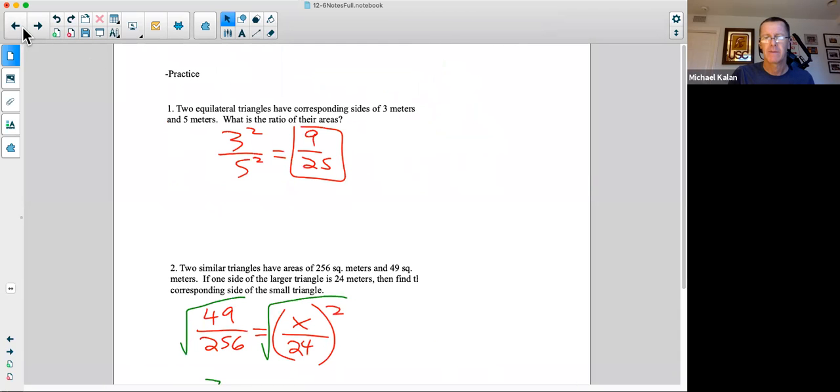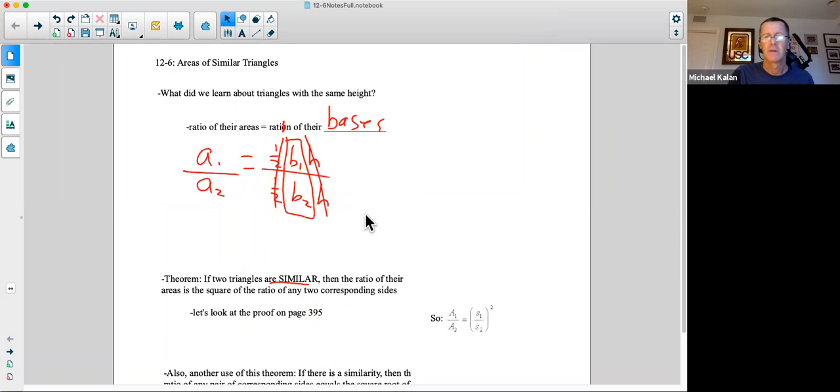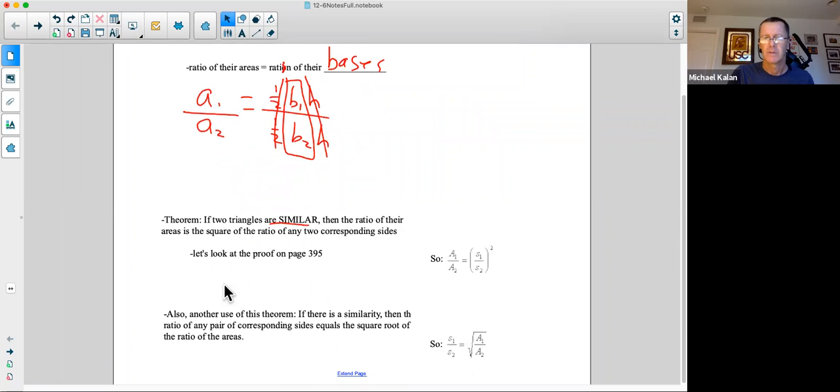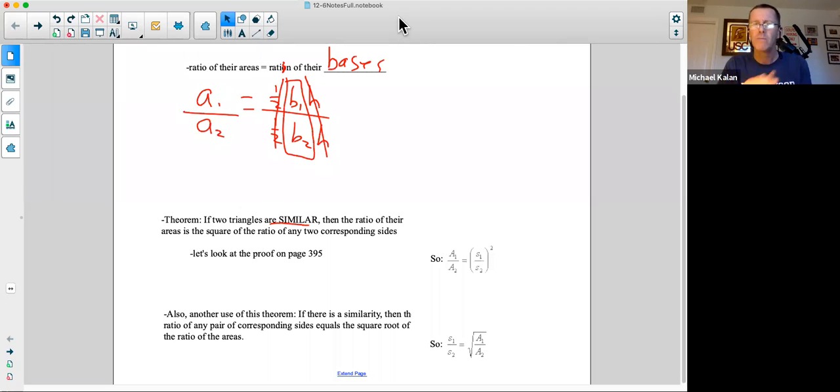Again, the main takeaway is these two theorems here, right? The ratio of the areas of similar triangles is equal to the square, not the square root, the square of the ratio of corresponding sides. And similarly, the ratio of corresponding sides in similar triangles is equal to the square root of the ratio of the areas. All right, congratulations, done with 12-6. Whoop, whoop, whoop. All right, see you later.